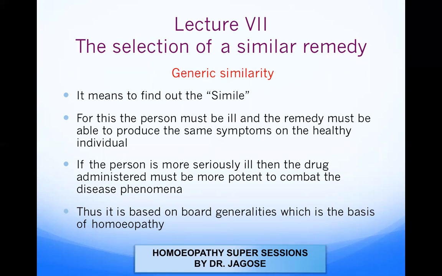So therefore, in order to find out the simile or the partial simillimum, we must take into account the symptoms of the drug and match it with the symptoms obtained on drug proving. And if the person is more seriously ill, then you have to have a more potent medicine in order to counteract the disease phenomena. And in order to counteract the disease phenomena, it should be based on broad generalities. So the generic similarity is that the remedy should be based on broad generalities.